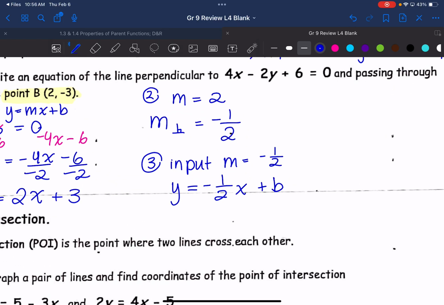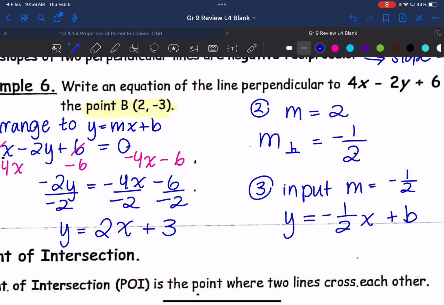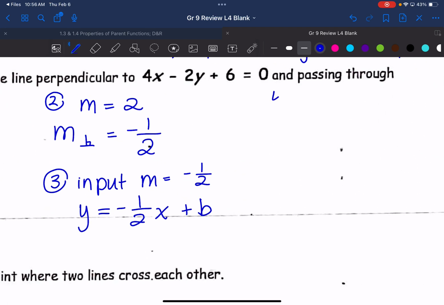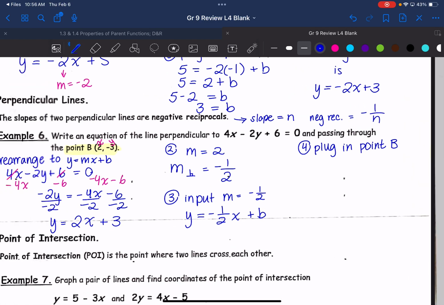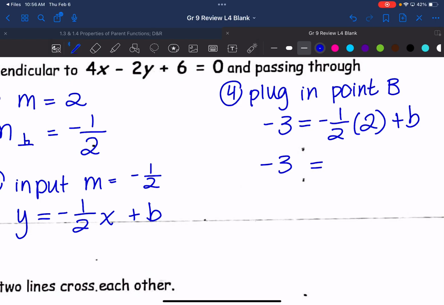Perfect. So again, this is where I was saying in step 3, I get stuck. I don't know what b is. So it's valuable for me to use that point, where this is going to be my x, the 2, and this is going to be my y. So I'm going to plug in point b for x and y. So you're going to see now this is going to be negative 3 for y, and then my slope is negative 1/2. I'm timesing it by whatever my x value is, which looks like 2. And voila. Negative 1/2 times 2, what's that?